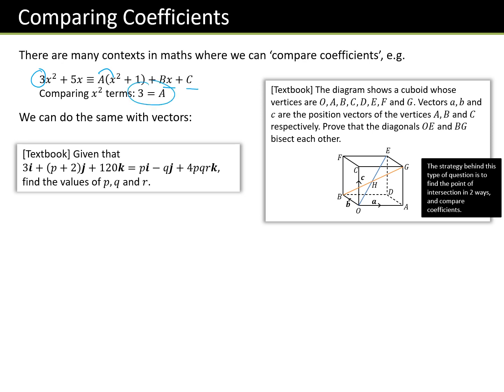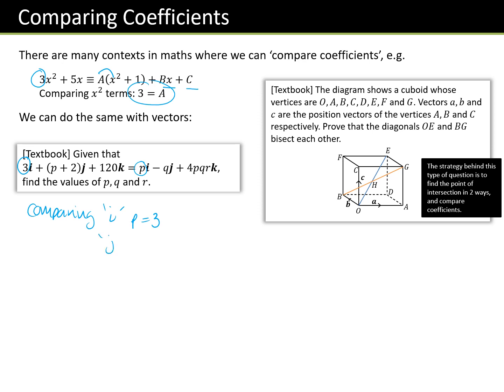I'm going to do the same with this textbook question. You've got 3i, p plus 2j and 120. Everything on the left is equivalent to pi minus qj and then plus the 4pqrk. So straight away you can see the number in front of the i, because you've just got p there in front of the i. So comparing the i component, you're going to get that p is equal to 3.